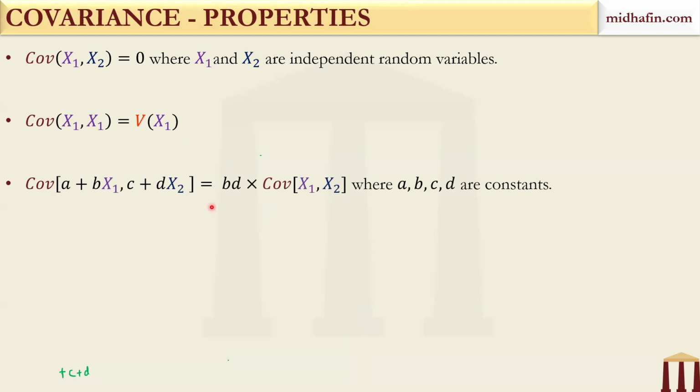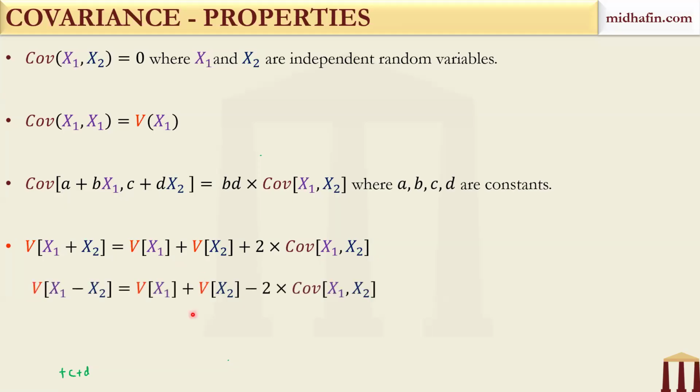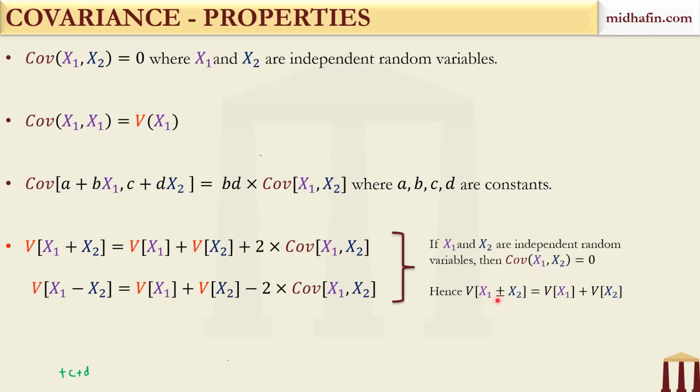Now covariance between a plus bx1, this we have already seen earlier. The variance of x1 plus x2 is this, and variance of x1 minus x2 is this. Okay. So obviously, if you have independent variables, let's say x1 and x2 are independent, then the covariance term will disappear, of course, without any doubt. So whether it is x1 plus x2 or whether it is x1 minus x2, the variance of both will be the same, V(x1) plus V(x2), because this term was the one creating the difference, plus 2 covariance, minus 2 covariance. Okay.